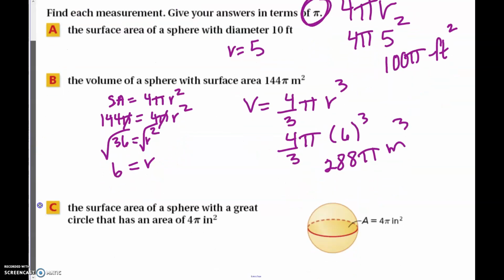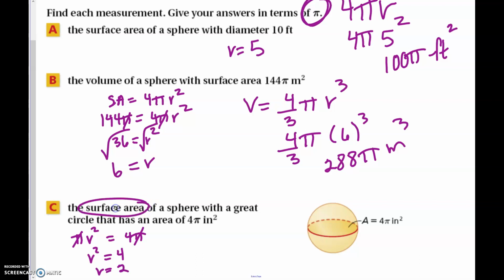All right, on to our last problem of the day. Find the surface area of a sphere with a great circle of area 4 pi. So the area of a circle, remember, is pi r squared. So this pi r squared equals your 4 pi of the great circle. So when we cross these off, we know that radius squared is 4, which makes your radius 2. So now when we're going to find our surface area, we're going to use that formula that is 4 pi r squared. So we just found our radius to be 2. So 2 squared is 4. 4 times 4 is 16. So it looks like we're going to have 16 pi, and we're finding surface area. So it's going to be 16 pi inches squared.